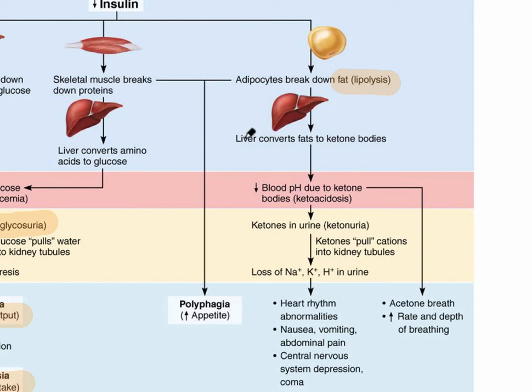The liver then converts the fat to ketone bodies. But unfortunately, since this is acidic, it lowers the blood pH, causing another problem. And people can have an acetone breath, which is a fruity smell on their breath. But because of the problems with these electrolytes, as you can imagine, many of these problems can also occur. Problems to the heart, nausea, vomiting, central nervous system problems. And this then also leads to polyphagia, which is the increase in appetite.